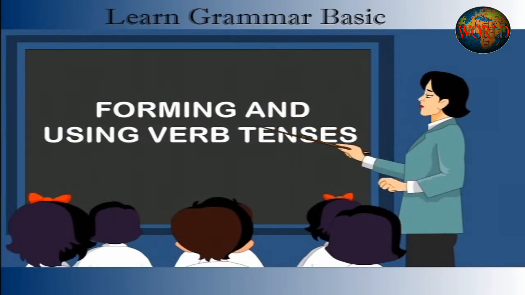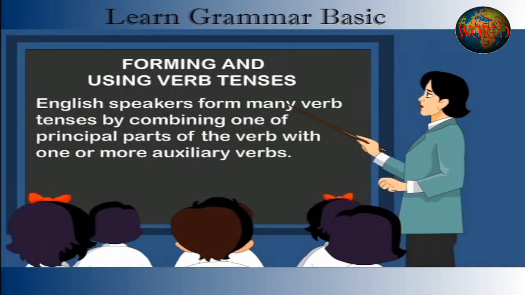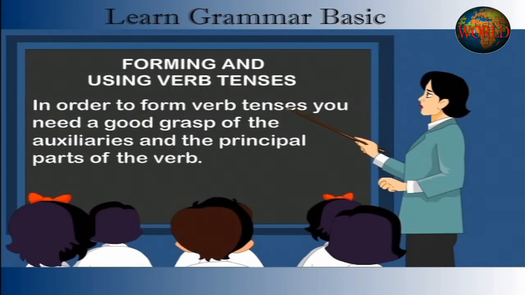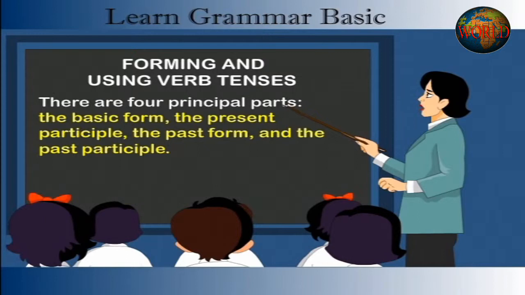Forming and using verb tenses. English speakers form many verb tenses by combining one of the principal parts of the verb with one or more auxiliary verbs. In order to form verb tenses, you need a good grasp of the auxiliaries and the principal parts of the verb. There are 4 principal parts: the basic form, the present participle, the past form, and the past participle.